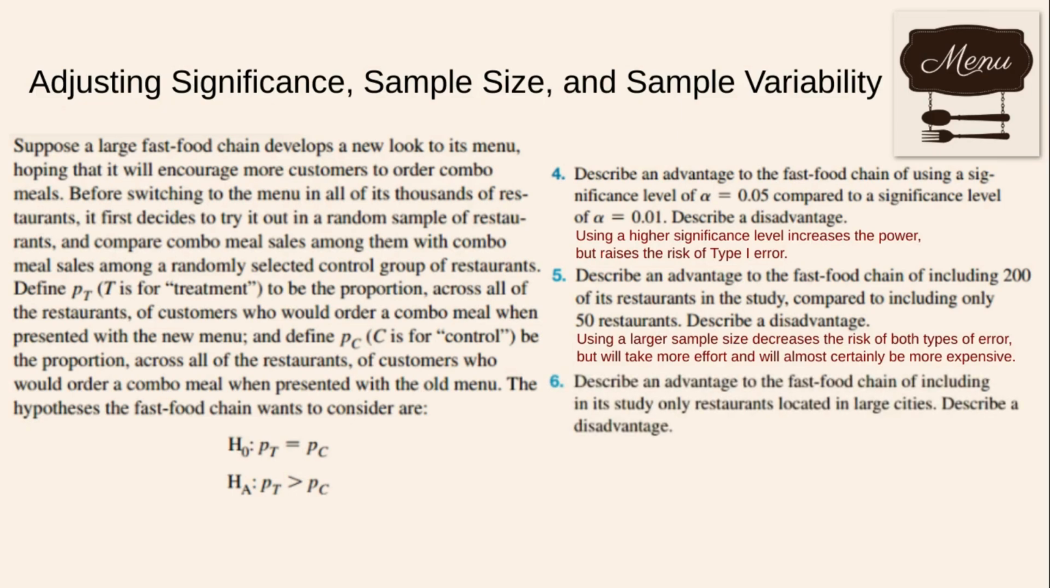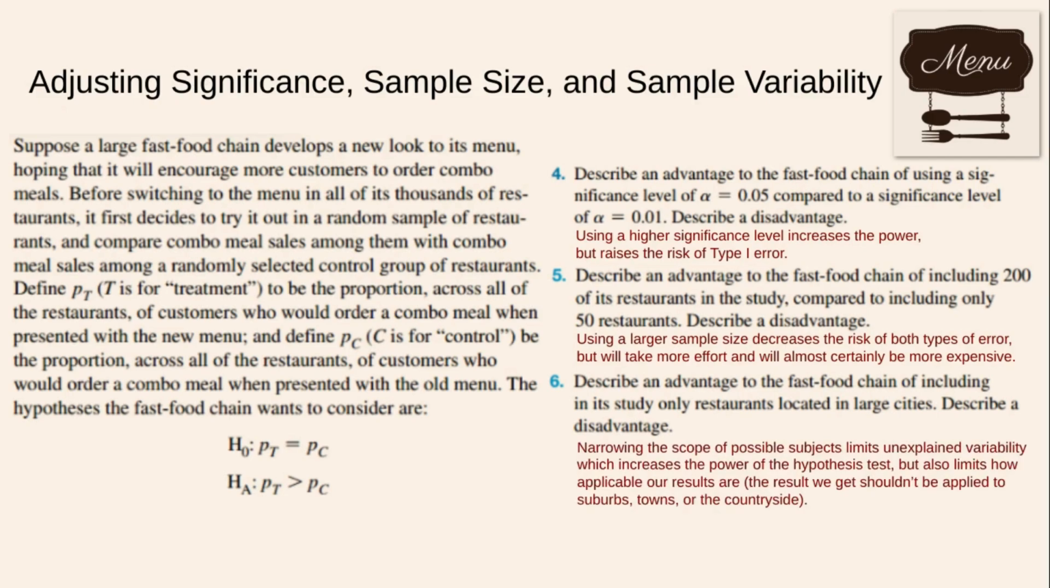Number 6, describe an advantage to the fast food chain of including in its study only restaurants located in large cities, and describe a disadvantage. Think about the slide with the poodle on it and see if you have an answer to this one. Pause the video and try this one, and then you can check the answer after you're done.